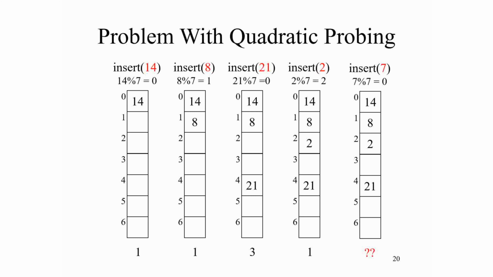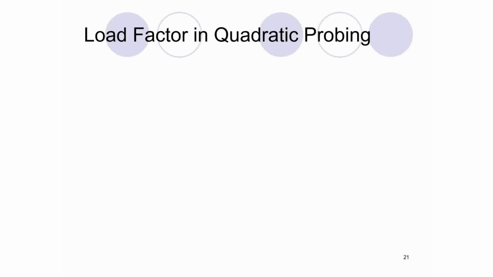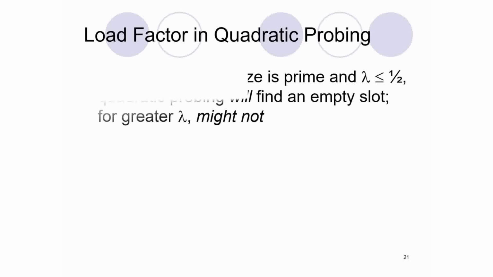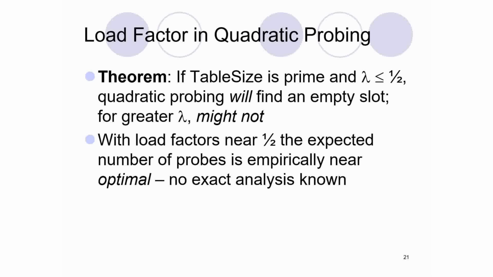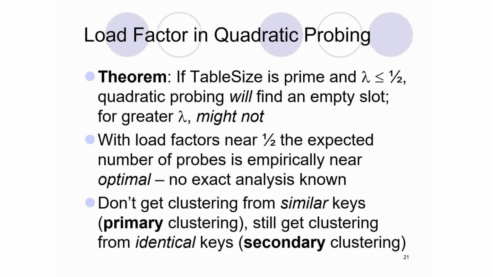Load factor in quadratic probing. Theorem: if table size is prime and lambda is less than 1/2, probing finds an empty slot. For greater lambda, it might not. With load factors near 1/2 the expected number of probes is empirically near optimal, though no exact analysis is known. We don't get clustering from similar keys, but we still get clustering from identical keys.